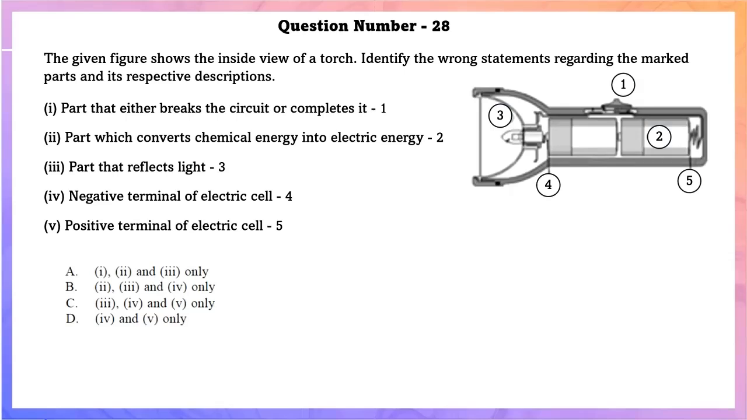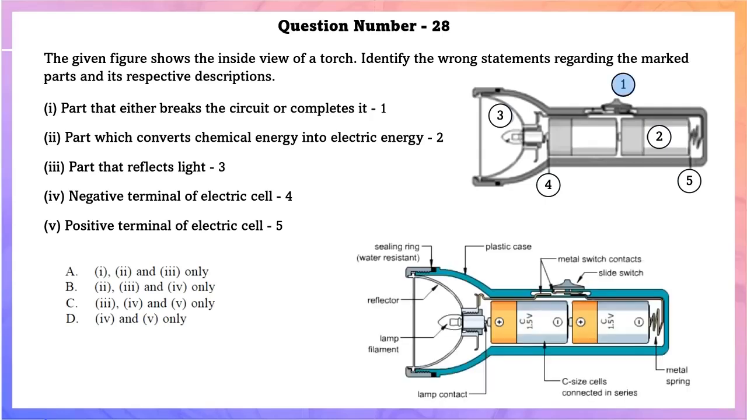Question number 28. The given figure shows the inside view of a torch. Identify the wrong statements regarding the marked parts and their respective descriptions. 1. The part that either breaks the circuit or completes it is actually the metal switch, which is correct. Second, the part which converts chemical energy into electrical energy is the cell. Yes, it is correct. Third, the part that reflects light is the third part. Yes, this is also correct.